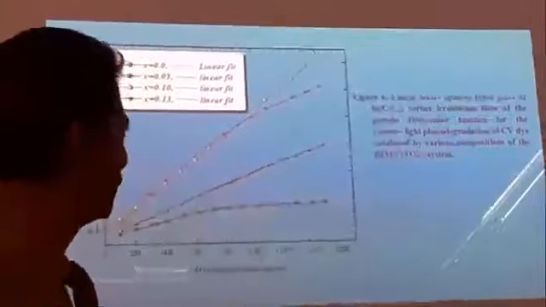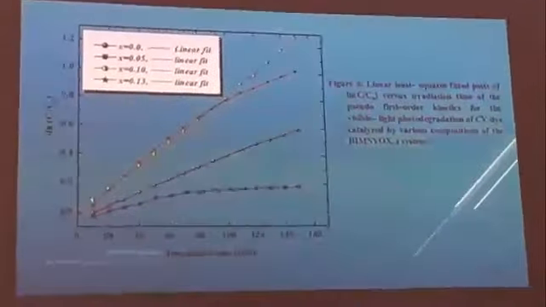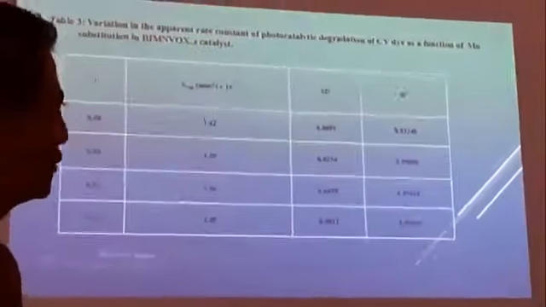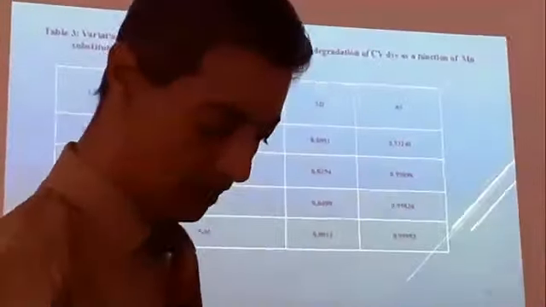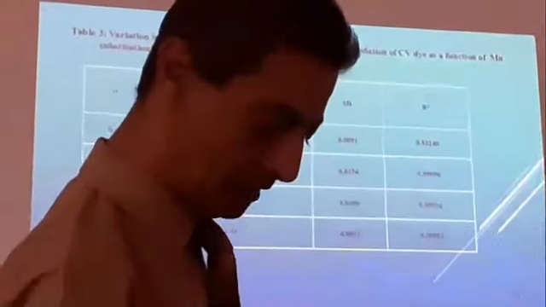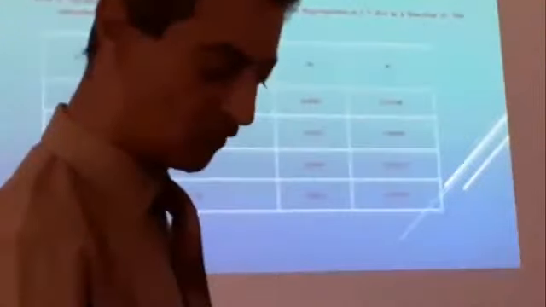Linear least squares fitting to the pseudo-first-order kinetics was shown here, and from this figure, the calculated value of the apparent rate constant, along with its acceptable standard deviation and the correlation factor, are shown here. There is a sudden increase in the photocatalytic degradation with increasing dopant concentration, which is attributed to the increased surface area and the increase in the oxygen vacancies in the perovskite layer.